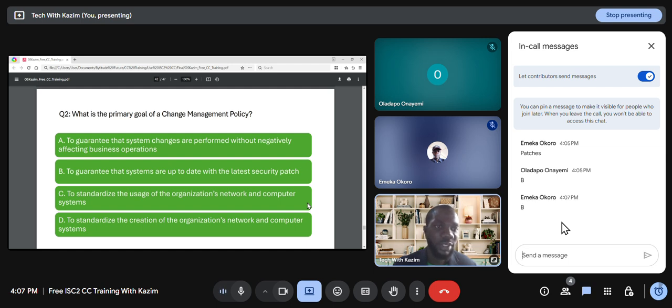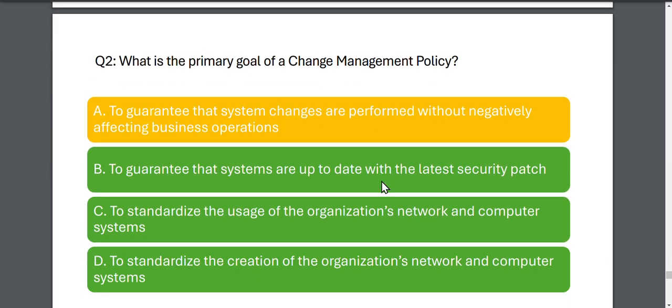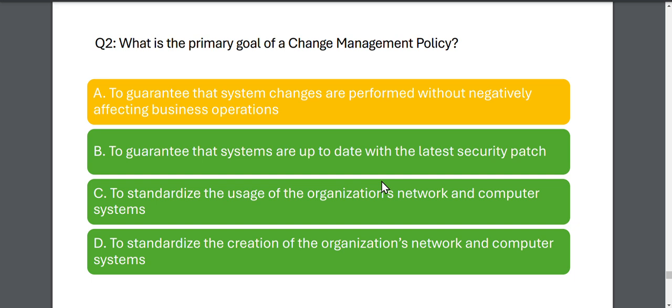Okay, I have someone saying B. Let's see. If you go with to guarantee that systems are up to date with the latest security patch, that would be doing vulnerability analysis or scanning. But A will be the correct answer. You want to guarantee that system changes are performed without negatively affecting business operations, and that's why you have the change management board.